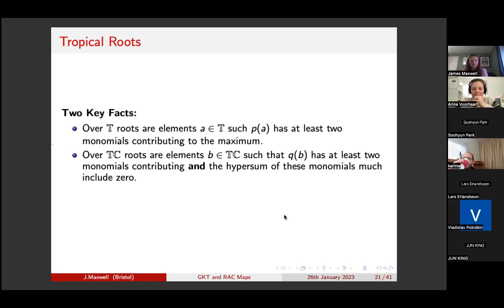To make this slightly more intuitive, if you plot these monomials that are contributing to the maximum in the complex numbers, and then look at the convex hull of this, it would include 0. So they have to be distributed around the circle of that maximum radius enough to have 0 in it.